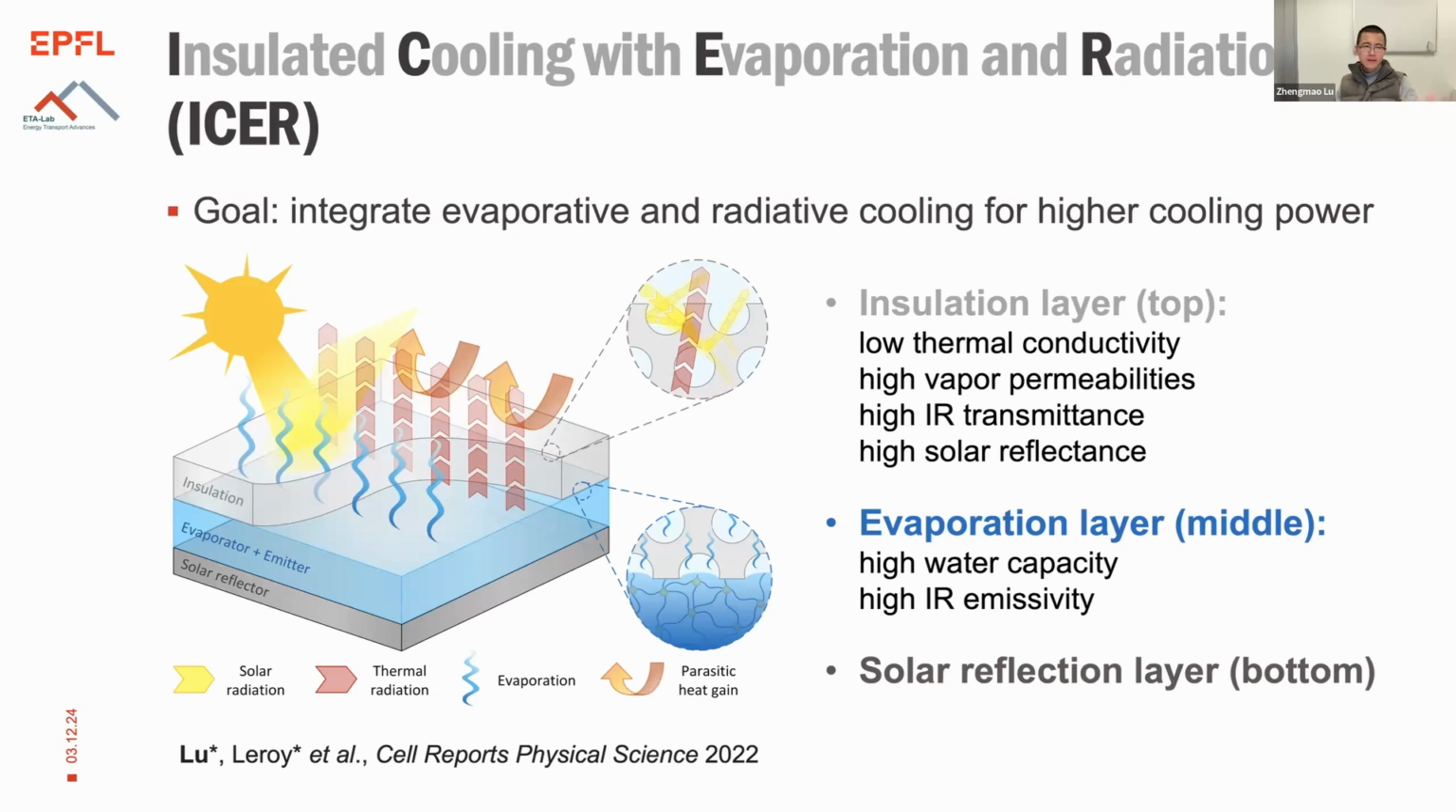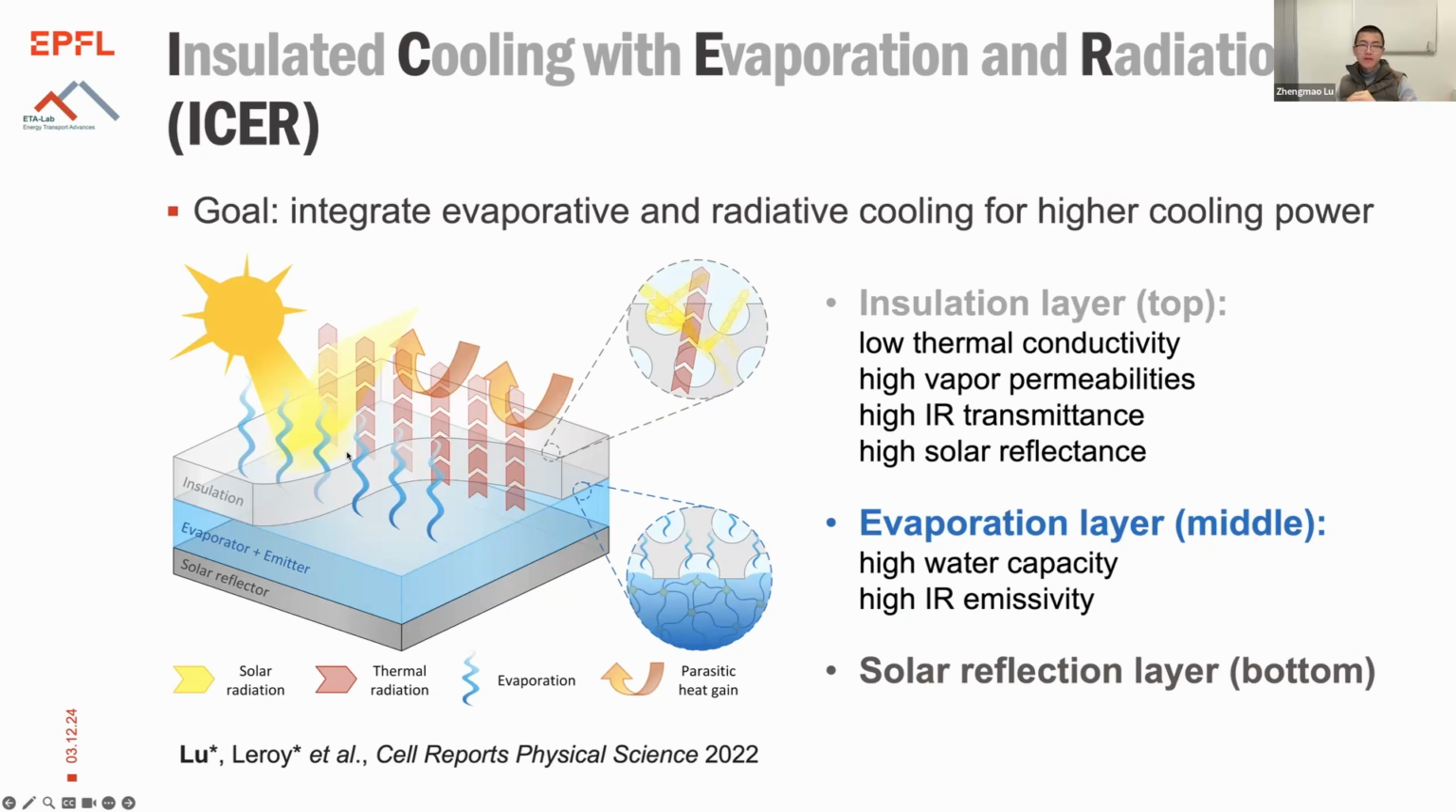So in theory, how this should function is from this evaporator plus emitter, you have vapor and IR coming off, and this goes through the insulation layer without much loss, and this dissipates the heat, whereas your solar heating and the environmental heating in a parasitic form gets rejected away.